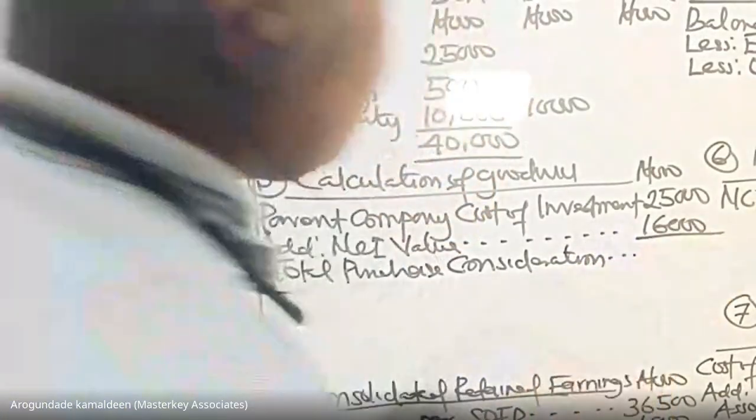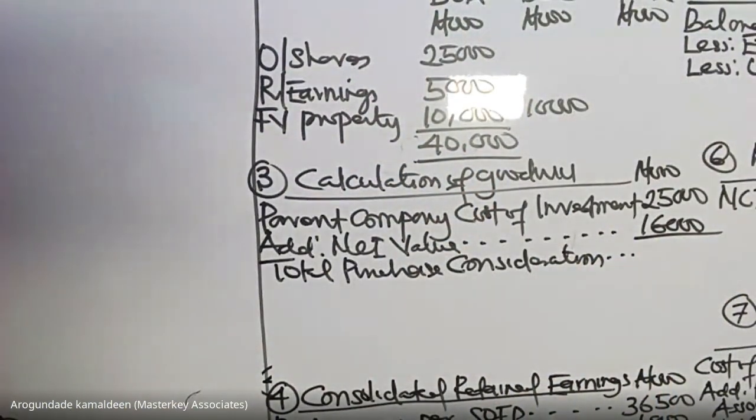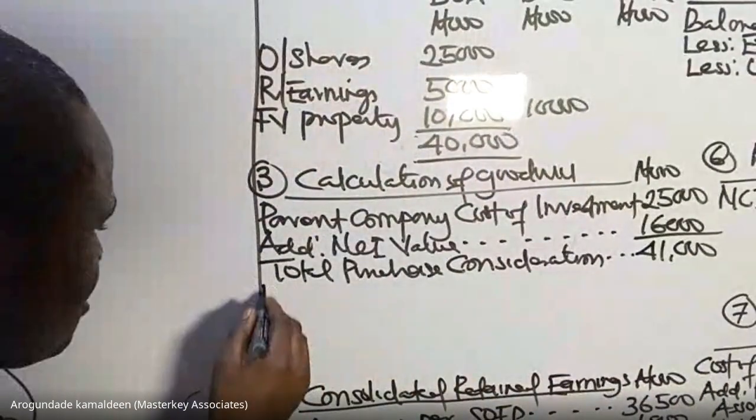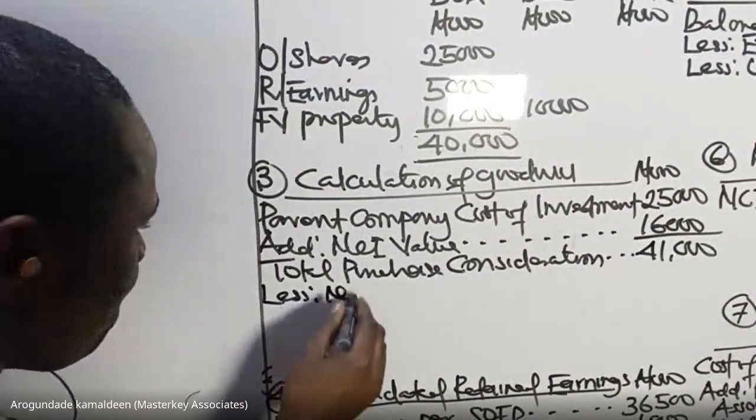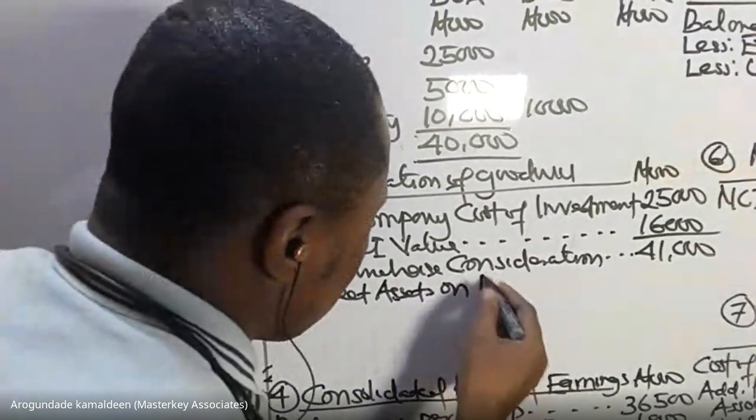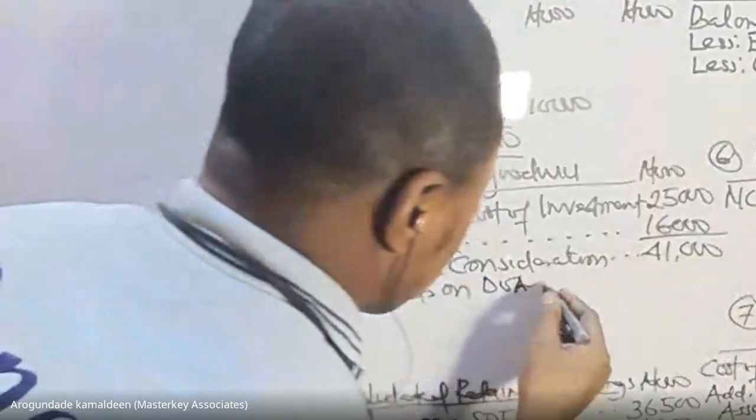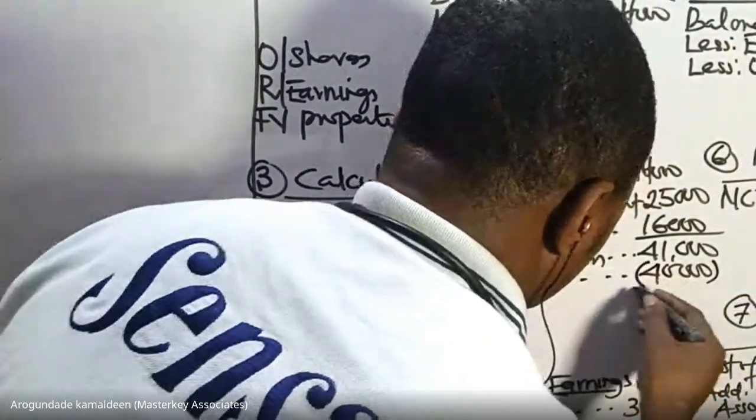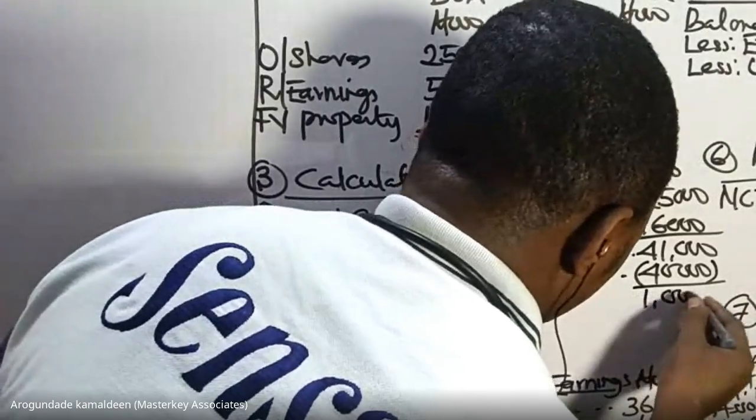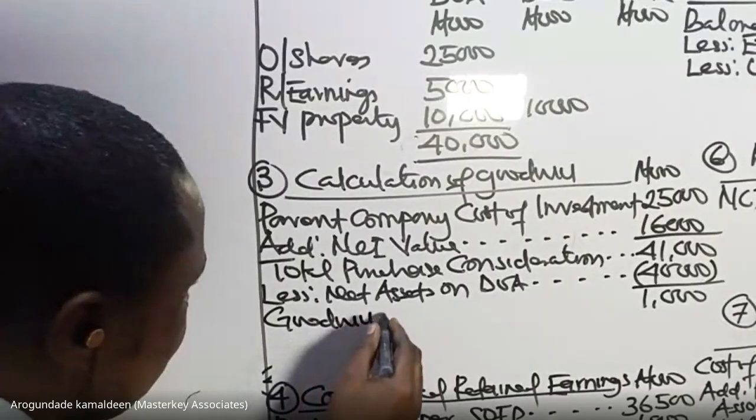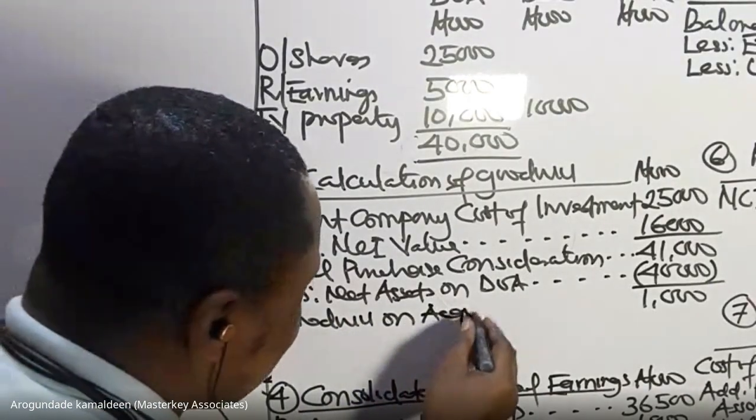Yes, class. This is what? 41,000. Thank you, 41,000. Now, less the net assets on DOA that we got here, 40. We are having 1 million as goodwill on acquisition.